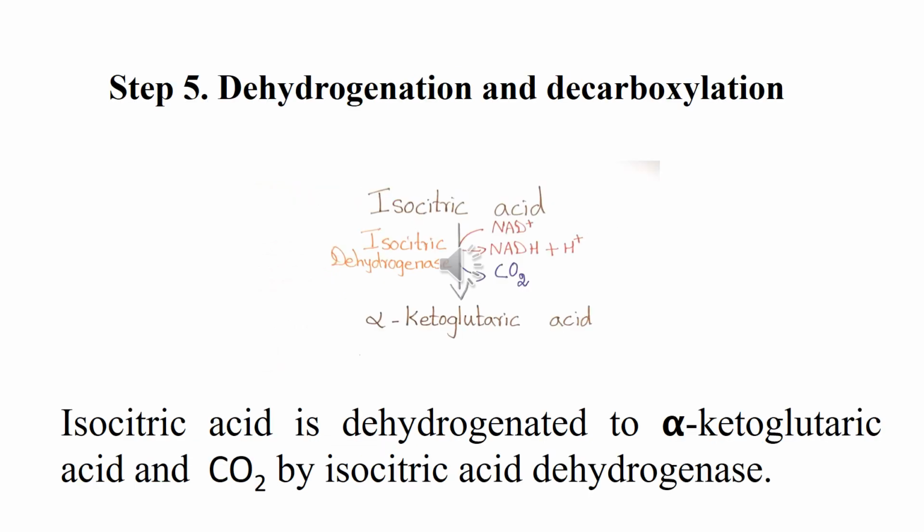Step 5, dehydrogenation and decarboxylation. Isocitric acid is dehydrogenated to alpha-ketoglutaric acid and carbon dioxide by isocitric acid dehydrogenase enzyme. The electron is accepted by NAD+ to form NADH and H+.